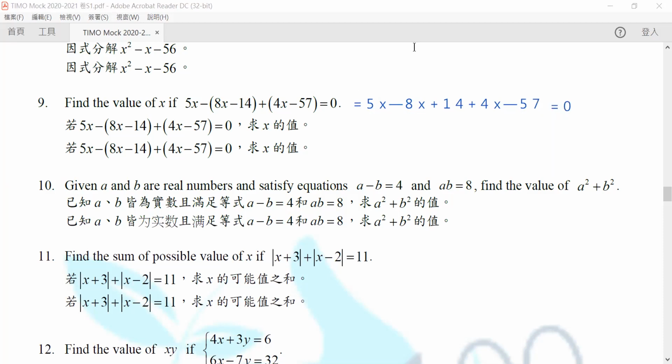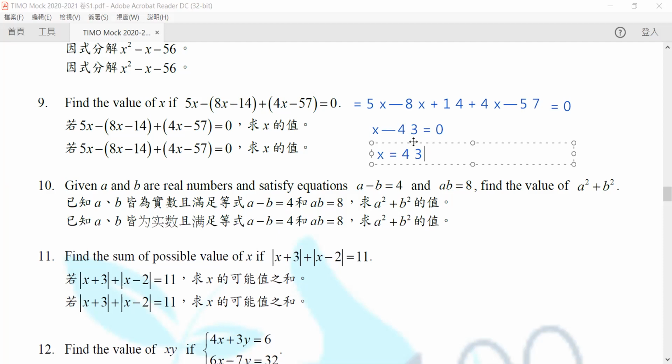Then we just combine all terms: 5 minus 8 plus 4, which is equal to 6, right? And then 14 minus 37, which is equal to negative 23. So 6x minus 23 is equal to 0, and hence x is equal to 23. This is our question 9.